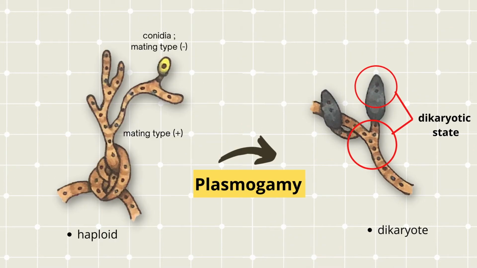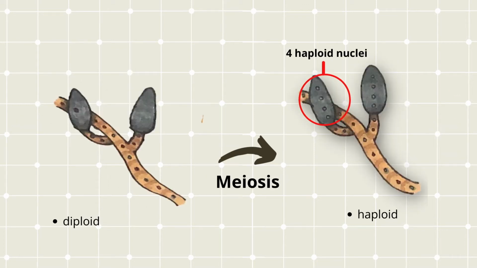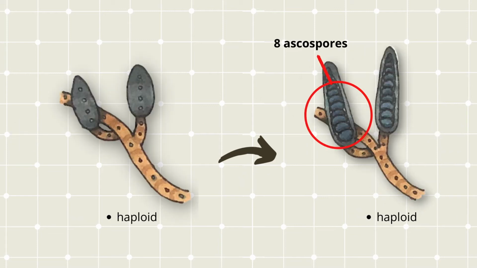For sexual reproduction, it starts with fusion or plasmogamy of hyphae produced from male spores, or antheridium, and female spores, or ascogonium. These hyphae are conventionally marked plus and minus. Later, the diploid is formed. The diploid transforms into the sac, or ascus, in which first meiosis happens, producing 4 haploid nuclei. Then, mitotic division takes place. This results in the formation of 8 haploid nuclei known as ascospores.